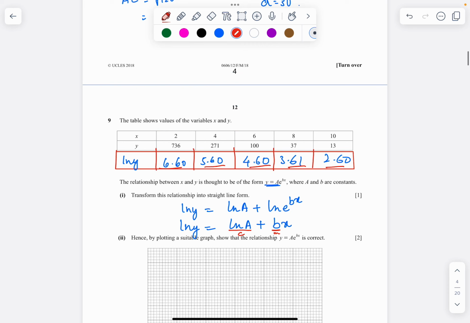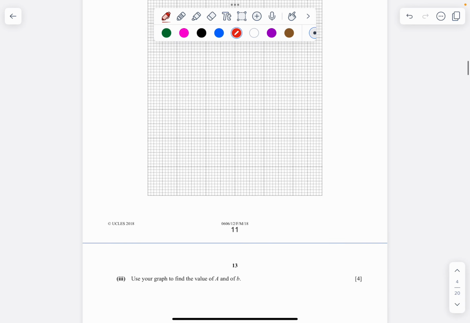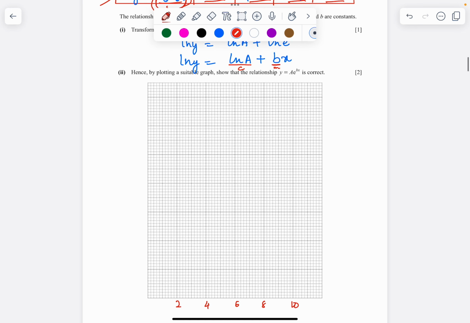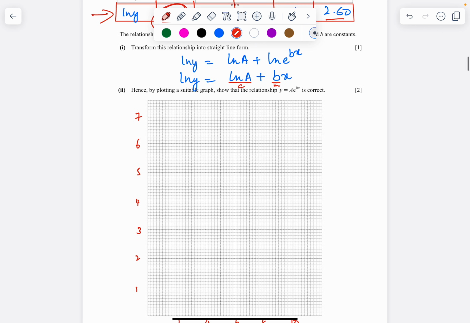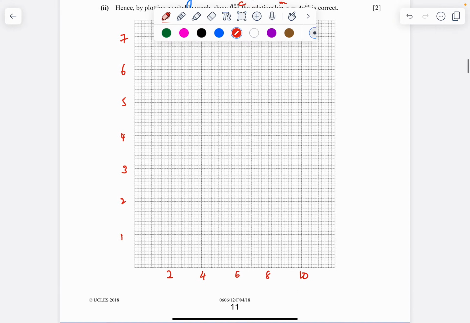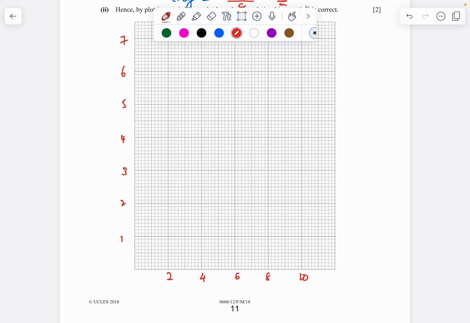So now here you can see that the greatest y value is 7 and the greatest x value is 10. So this is going to be 2, 4, 6, 8 and 10. And here 1, 2, 3, 4, 5, 6 and 7. So let us plot now. The first one, 2 is 6.6, so somewhere here. I use a blue color, that's better. Then 4 is 5.6, somewhere here. Then 6 is 4.6, so somewhere here.